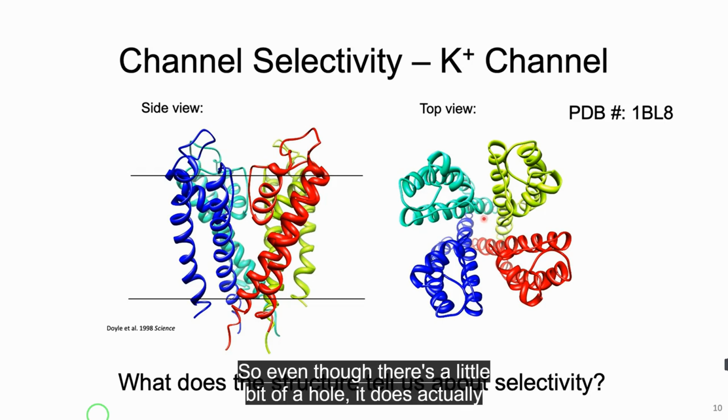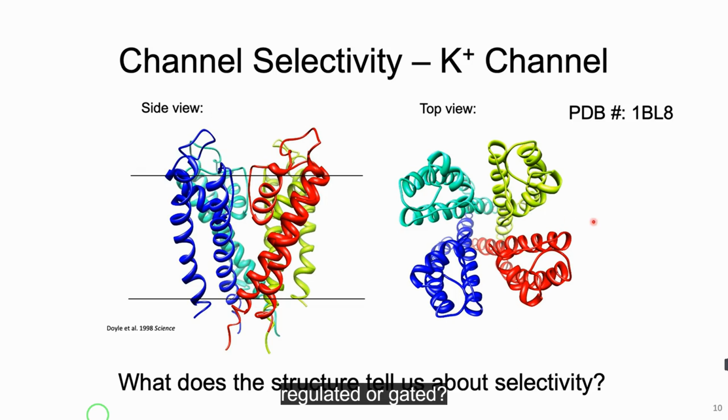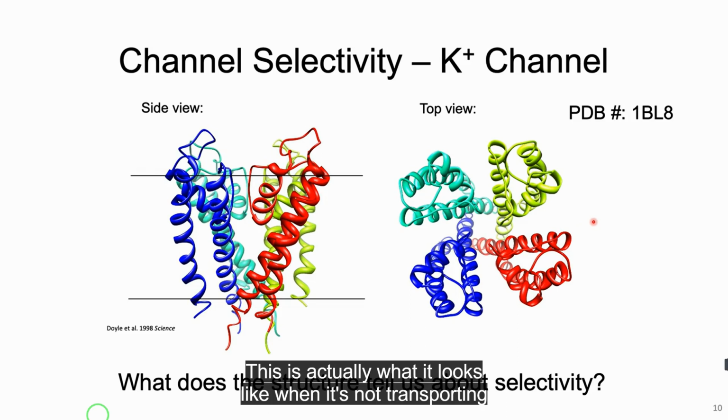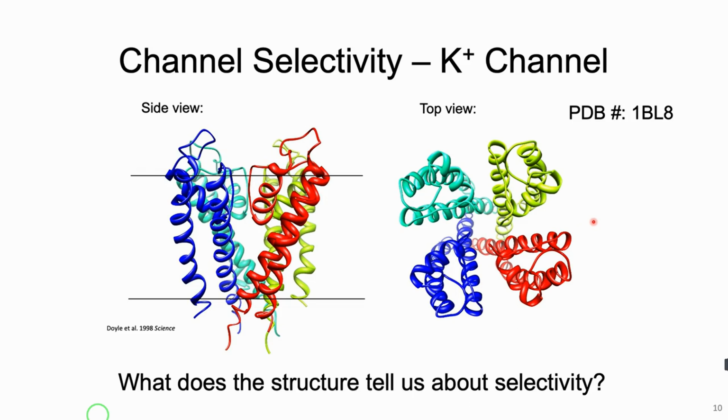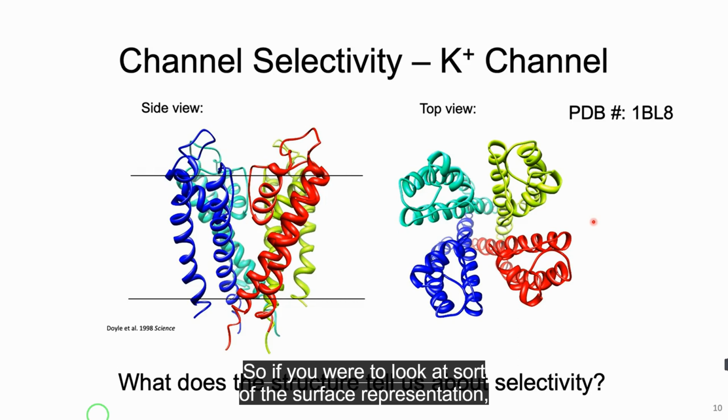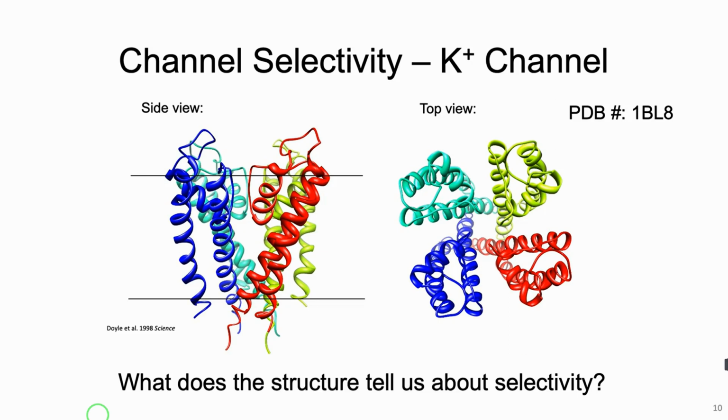So even though there's a little bit of a hole, it does actually have to open up wider for potassium to get across. And remember how I mentioned that these structures need to be regulated or gated? This is actually what it looks like when it's not transporting potassium. If you were to look at the surface representation, you actually wouldn't see a hole going straight through. Remember, this is just the backbone of our polypeptide chains. There are actually amino acid side chains that would be blocking and not allowing ions to go across the membrane.